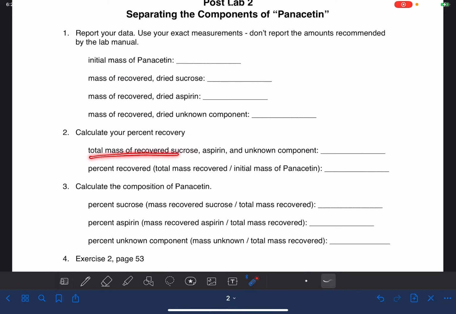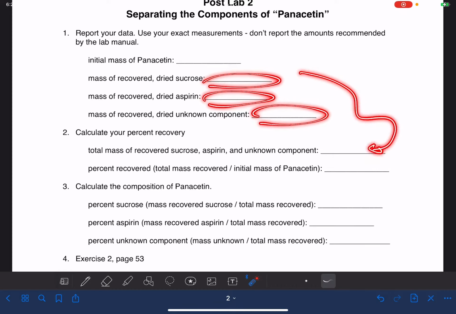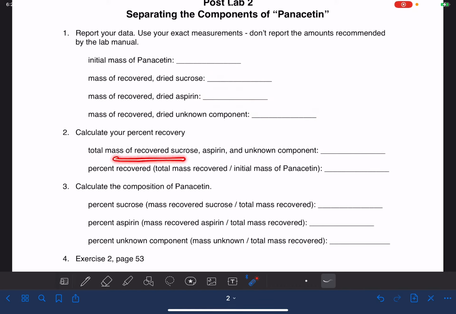First, you're going to add up the total mass of the recovered sucrose, the recovered aspirin, and the recovered unknown. So this is just simply taking all 3 of these and adding them up. That's going to be this number right here, the total mass of everything that you recovered. And then you're going to calculate the percent recovery. The percent recovery is going to be the total mass that you recovered. That's what you've calculated right here. And again, that's the sum of all 3 of these numbers.